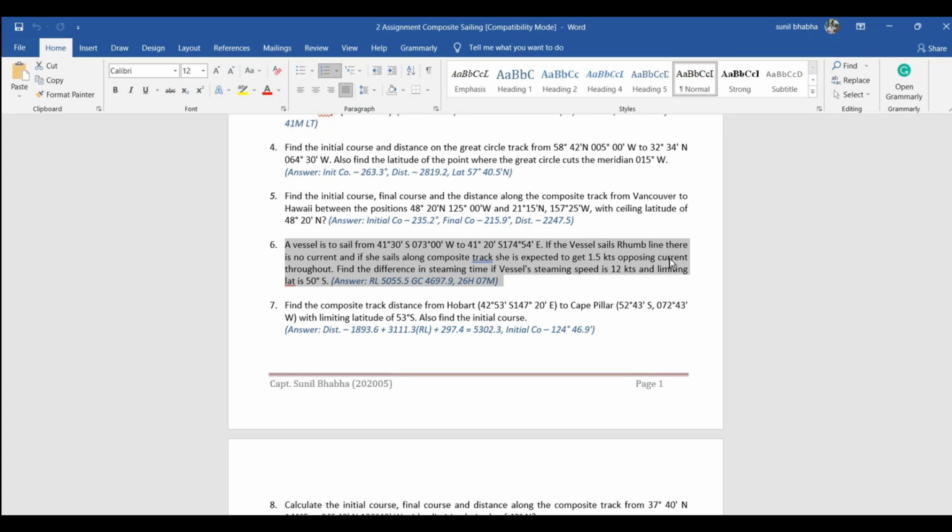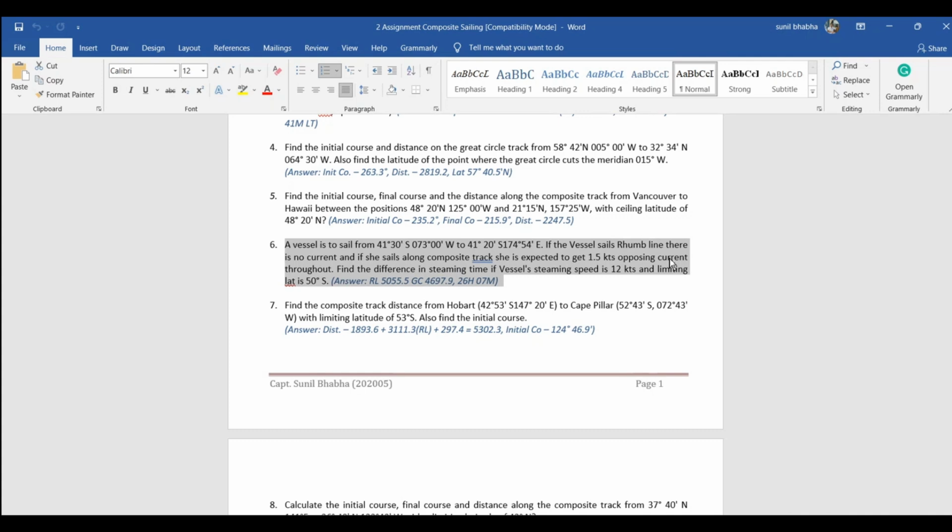Mercator sailing, sir, we will use Mercator sailing. Very good, Mercator sailing is absolutely correct, beta. In rhumb line we have 3 types of sailing. One is parallel sailing when you move along the parallel of a latitude. Another is plain sailing, and the third one is Mercator sailing. So in this case, we will be using Mercator sailing.